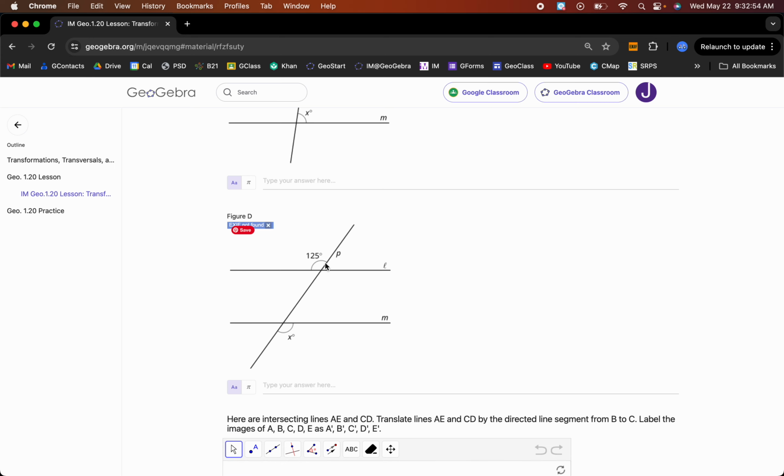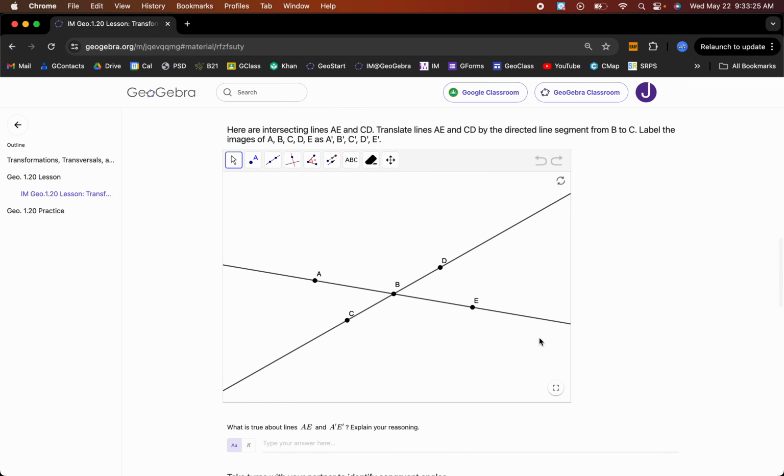Okay, here we go. 125. This is an exterior angle, but these are alternate exterior angles, right? This one is going to be the same as this one because it's a vertical angle. So this one's 125. If this one's 125, that means that this one over here is 125 because they're alternate interior angles. And this one have to be the same because they're vertical angles. So 125, 125, 125, and 125.